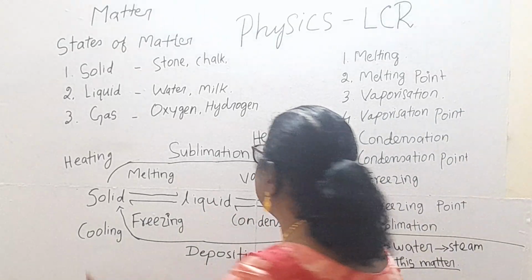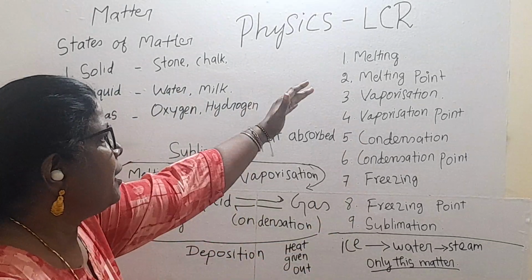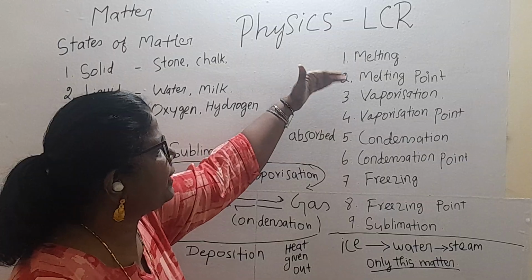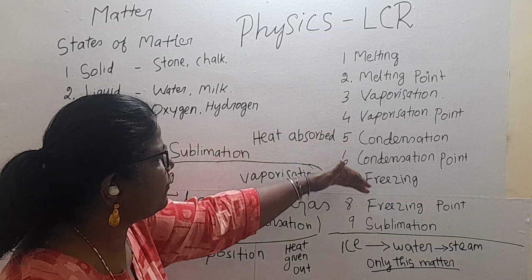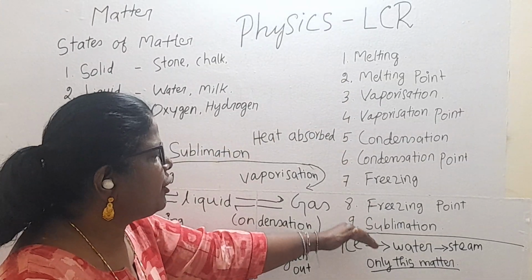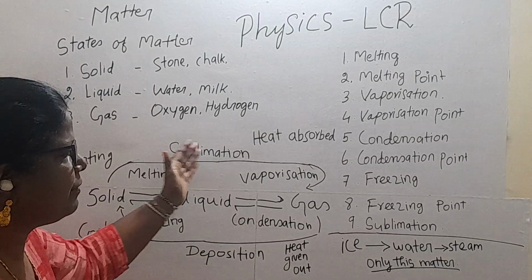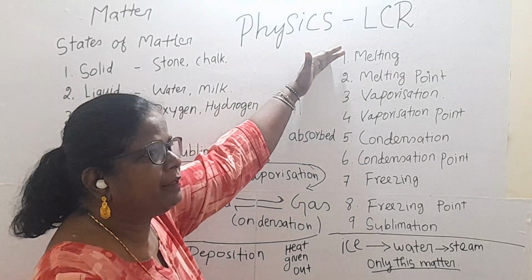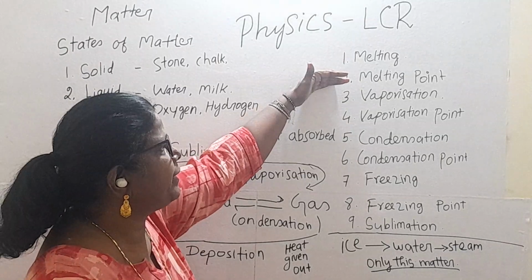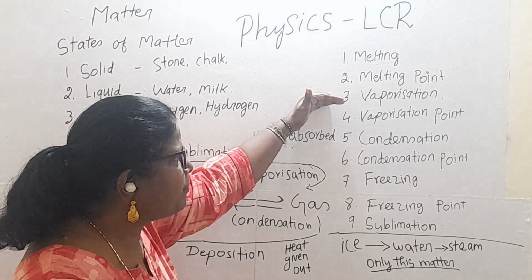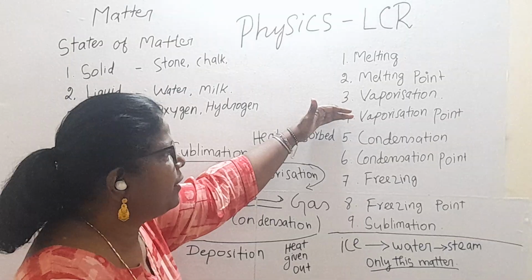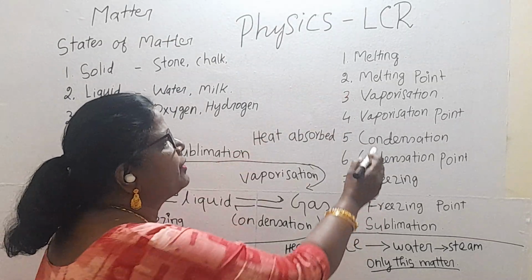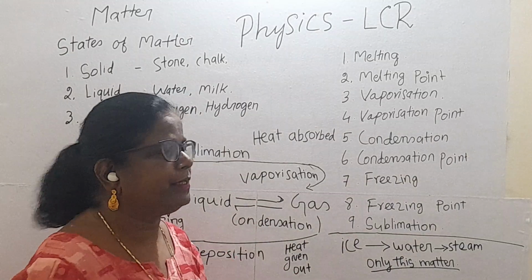So here I mentioned, just see, melting on heating. The same thing I have written here: melting, vaporization, condensation, freezing, sublimation, deposition. Same thing here, vice versa, is happening. When melting takes place, that particular temperature is the melting point. Vaporization takes place at a particular point, the vaporization point. Vaporization or boiling we can say.